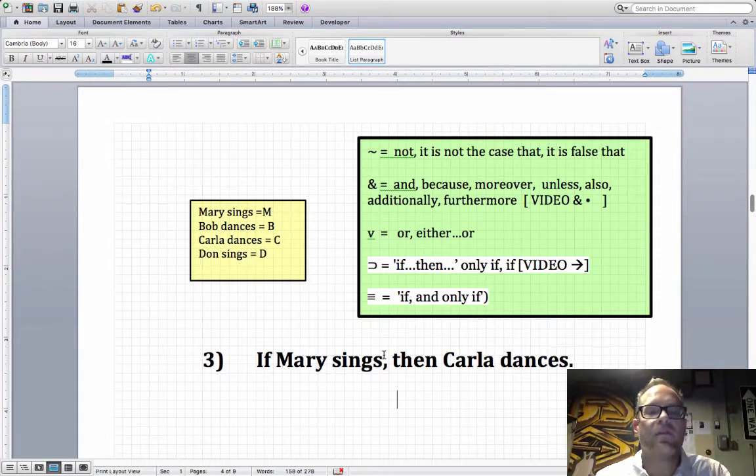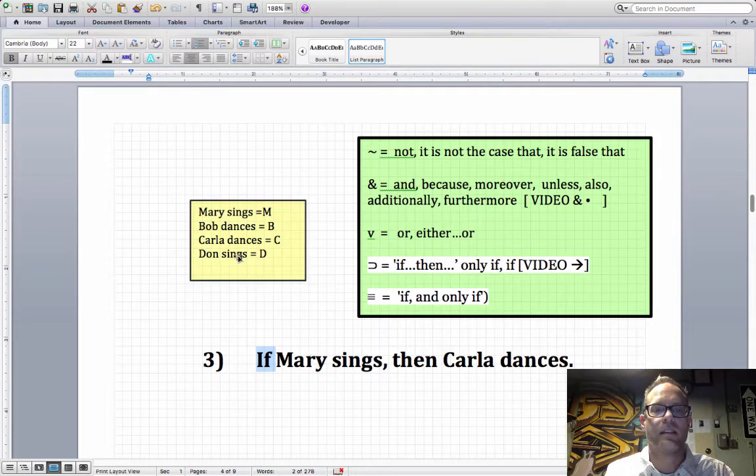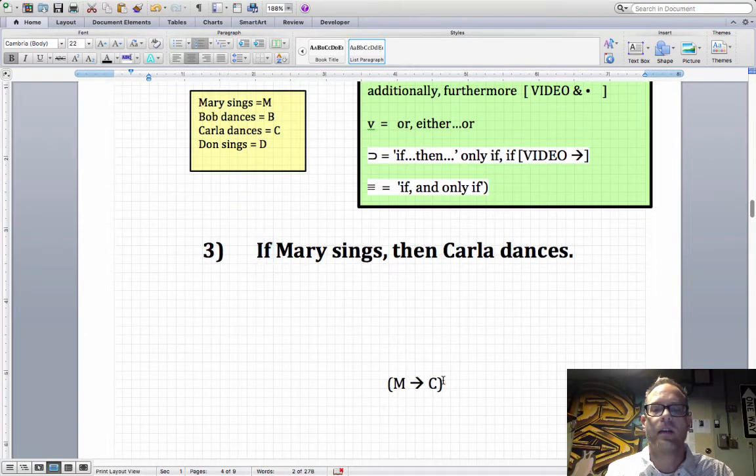All right. If Mary sings, then Carla dances. First thing I want to do is try to find our logical operator. And I see the word if here, which tells me immediately I've got a horseshoe. So if Mary sings, then Carla dances. Mary sings is M. Carla dances is C. So M implies C. Here is our answer.